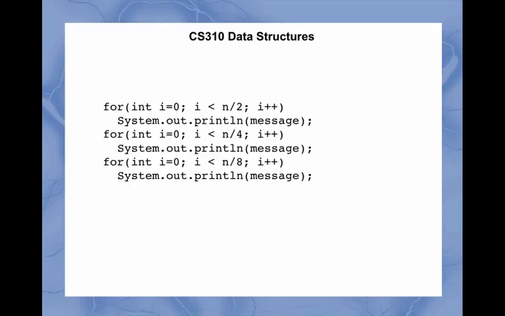So here we have an algorithm that prints a message a certain number of times. We have for int I equals 0, I less than n over 2. And then the second loop is I less than n over 4. The third loop, I less than n over 8. What is the complexity of this algorithm? So let's take a look at this and see.